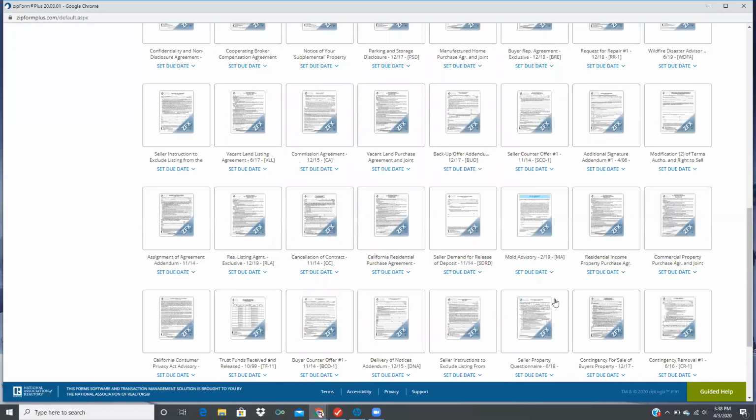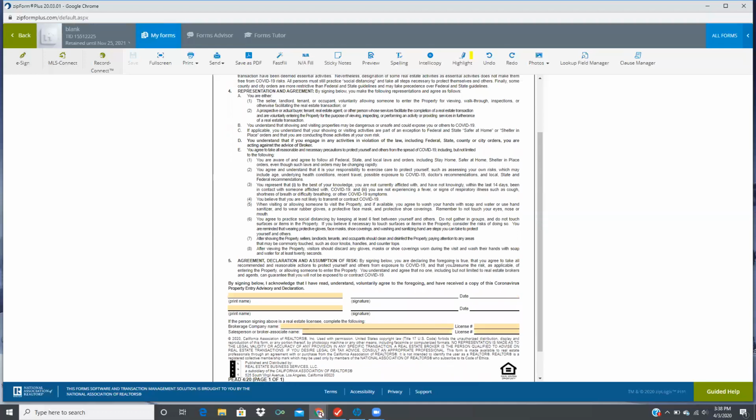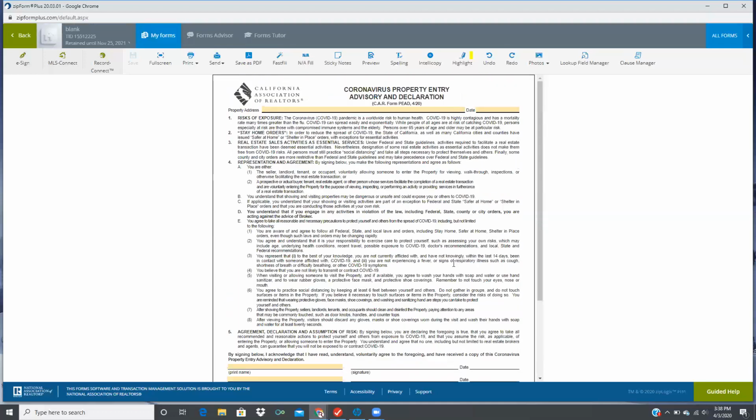So next up, we will check out the PEAD. I had sent one out previously for property access. This is C.A.R's version. I guess you can use either one, but I would prefer you use the C.A.R version, and it will probably be easier to get signed because it has a C.A.R stamp on it.